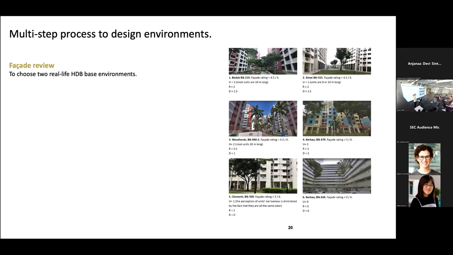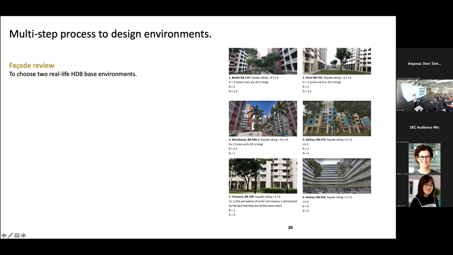And then in order to test these hypotheses, we had to design environments that differed with respect to the three features. So the first step was to choose some real life environments that we could use as a basis for the virtual environments. We chose two real life HDB environments after reviewing quite many different HDB estates in Singapore. And the ones we chose were the two at the top.